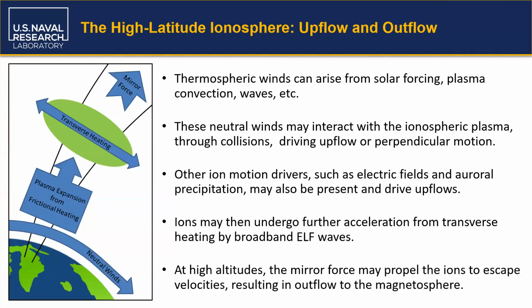The high latitude ionosphere is such a dynamic and interesting environment. Thermospheric winds can arise from solar forcing, plasma convection, and waves. These neutral winds may interact with the ionospheric plasma through collisions, driving upflow or perpendicular motion. Other ion motion drivers, such as electric fields and auroral precipitation, may also be present and drive upflows. Ions may then undergo further acceleration from transverse heating by broadband ELF waves. And at high altitudes, the mirror force may propel the ions to escape velocities, resulting in outflow to the magnetosphere.